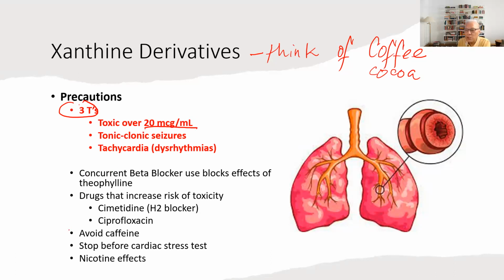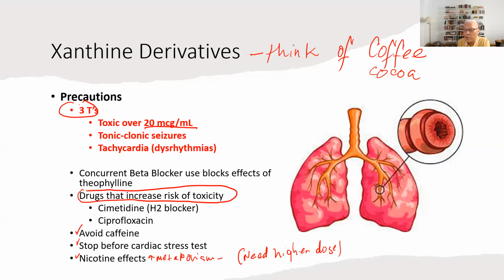The other thing that needs to be emphasized, I already talked about avoiding coffee. And then, of course, the nicotine effects. Remember that it increases the metabolism of xanthines, and therefore the patient needs a higher dose. Now, because it could increase heart rate, obviously before a cardiac stress test, this should be stopped. Now, the drugs that increase the toxicity, you remember one of the questions that we had is cimetidine as well as ciprofloxacin or Cipro. These drugs should be avoided because they increase the toxicity.